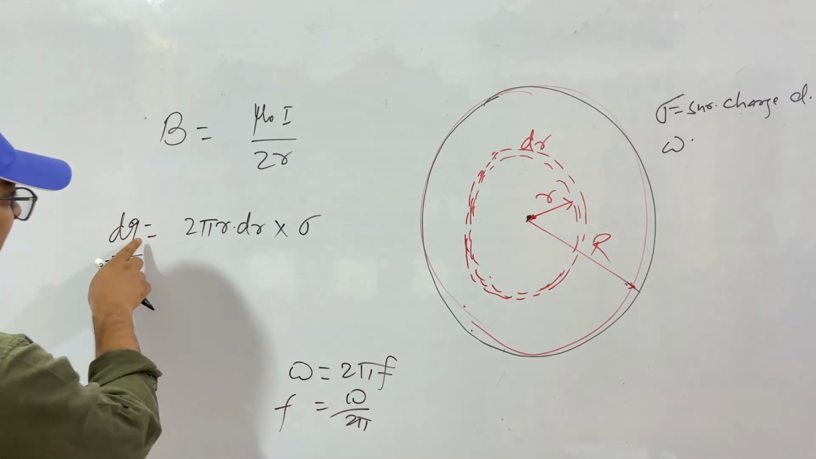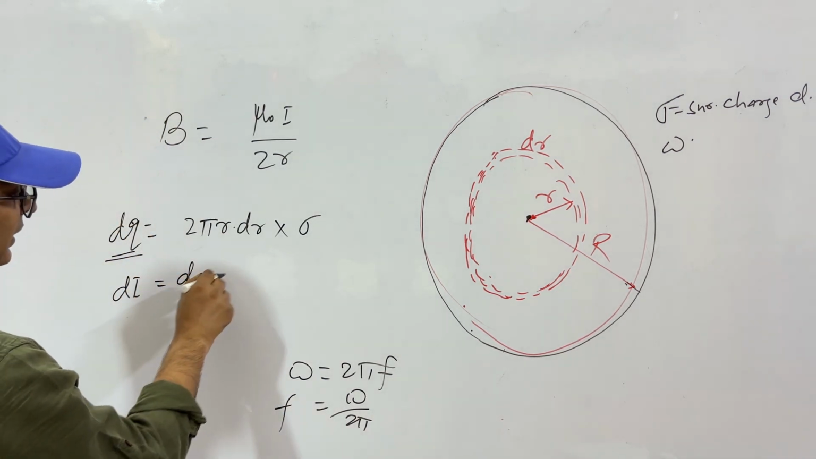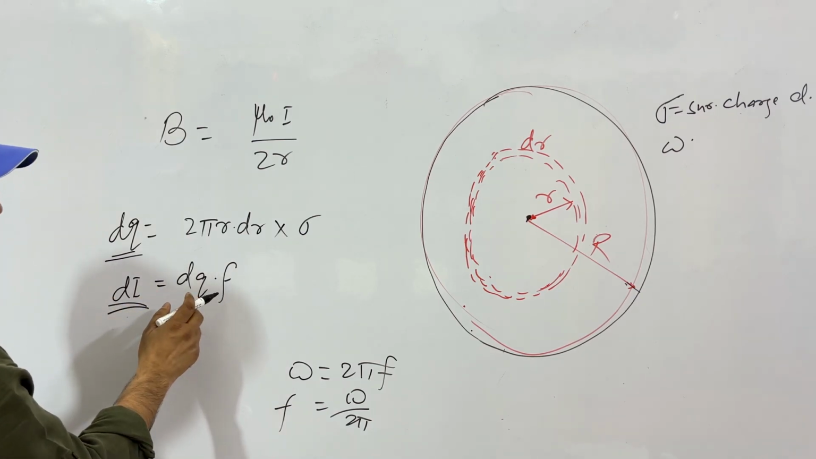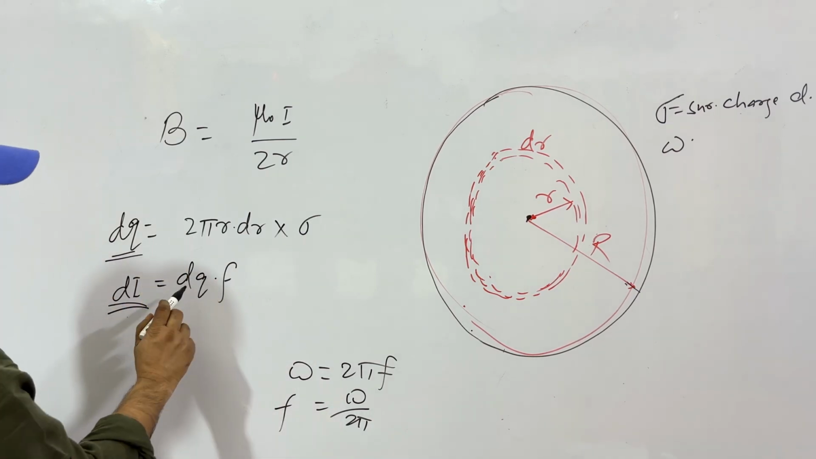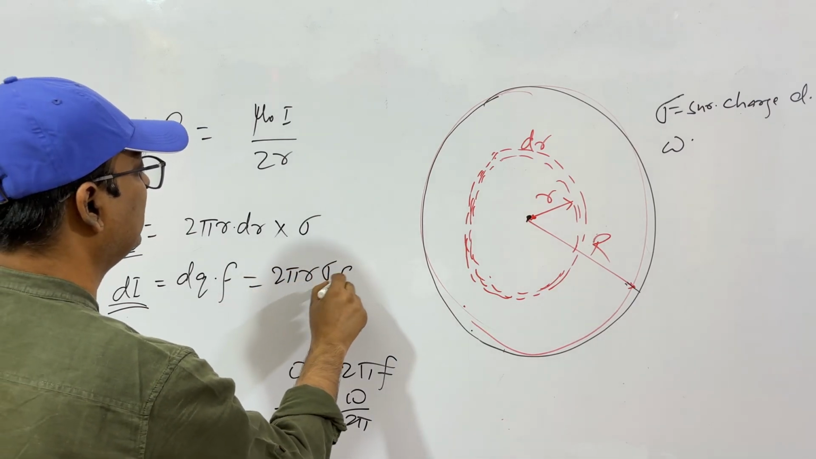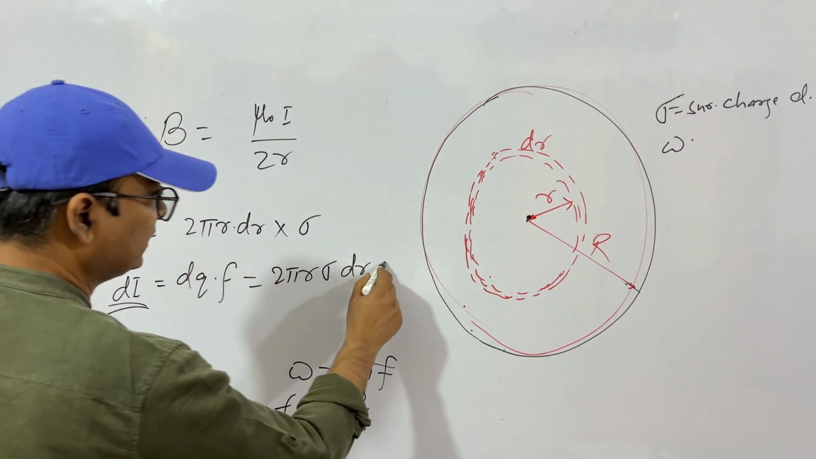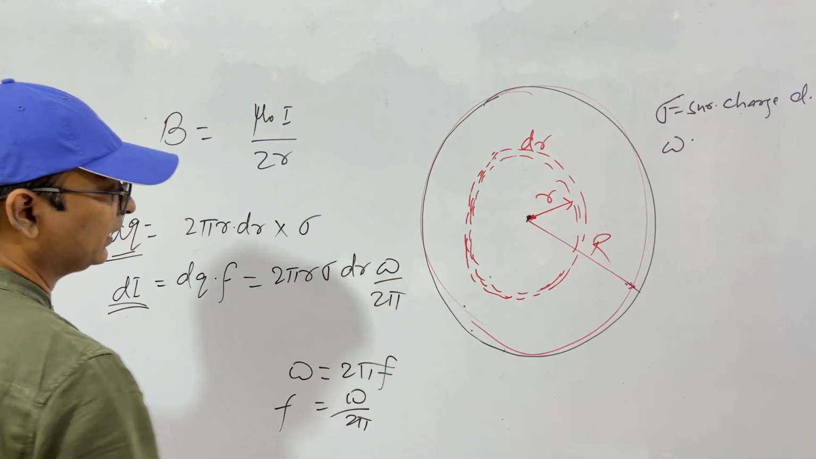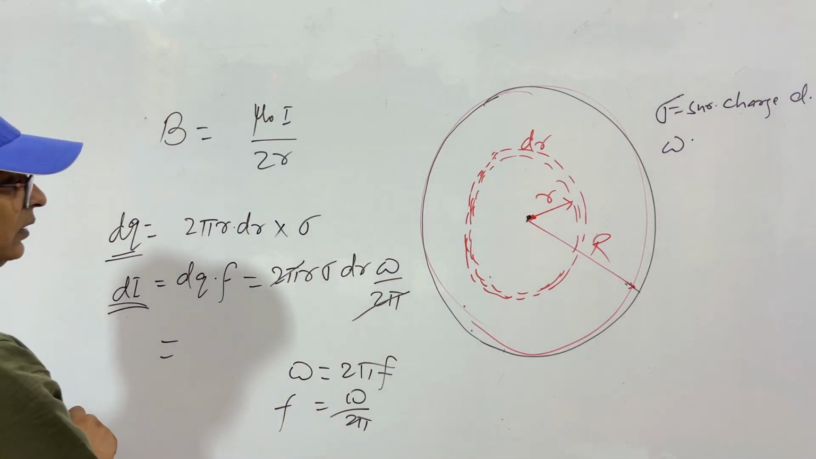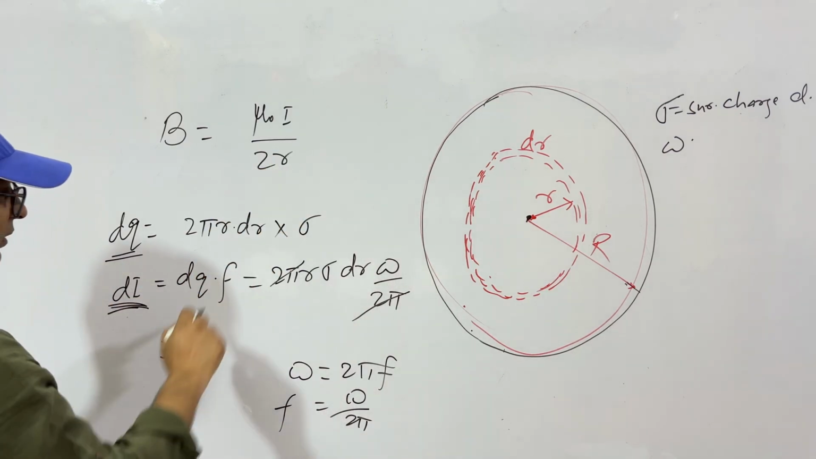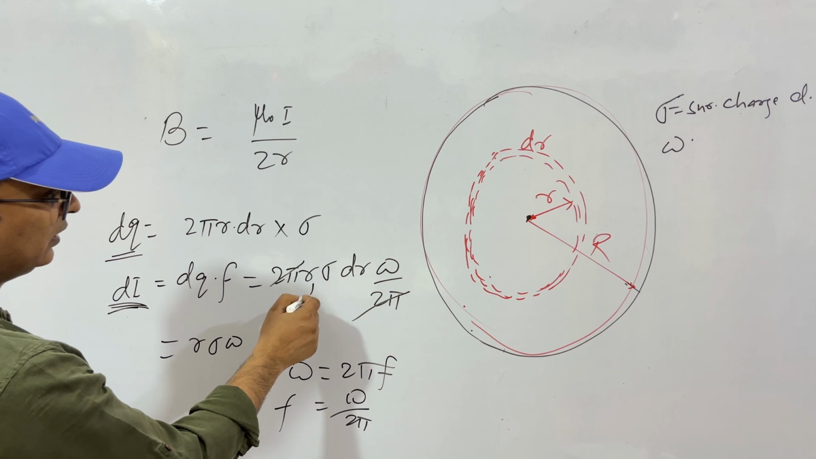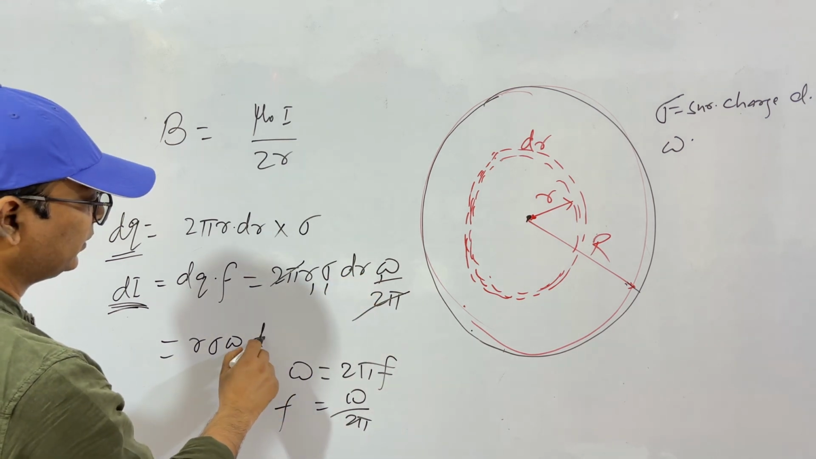If you multiply dq by frequency, you get current, charge per unit time, since frequency is per unit time. So what you get is 2 pi r sigma dr into frequency. Frequency is omega by 2 pi, so the 2 pi cancels. The small current due to this circle is dI equals r sigma omega dr.